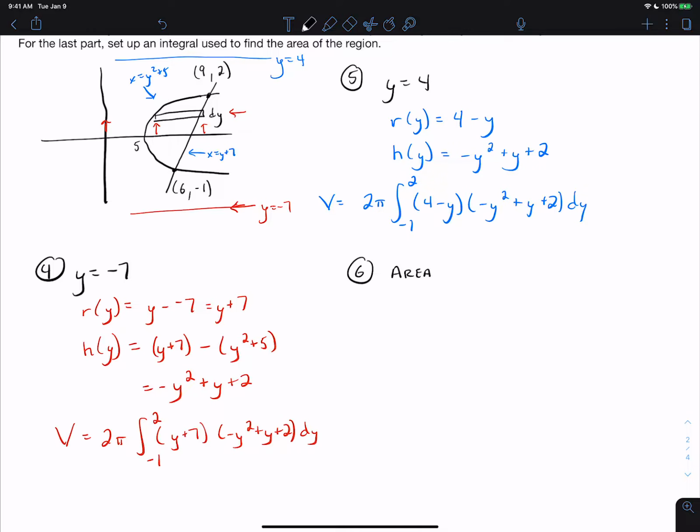Last thing I'd like us to do is the area. Take just a second and pause the video and try that on your own. Area is just height times dy or height times dx. The height is the right x minus the left x within the rectangle, so it's the same as the height on the shell method. Area then is the integral of just that, negative y squared plus y plus 2 times the base, but the base is dy, and we go from negative 1 to 2.